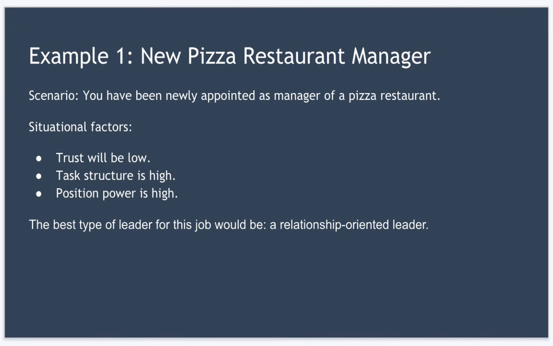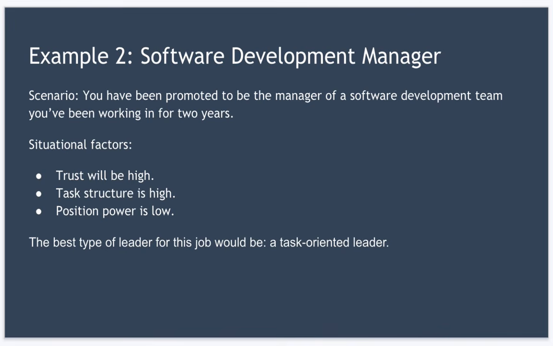And finally, position power will be high, and that's because as the manager, you'll have the ability to hire and fire and reward and punish as you feel necessary. Now, according to Fiedler's contingency theory, looking at the diagram we looked at on the last slide, a relationship-oriented leader is best suited to this type of role. So let's take a look at another example.